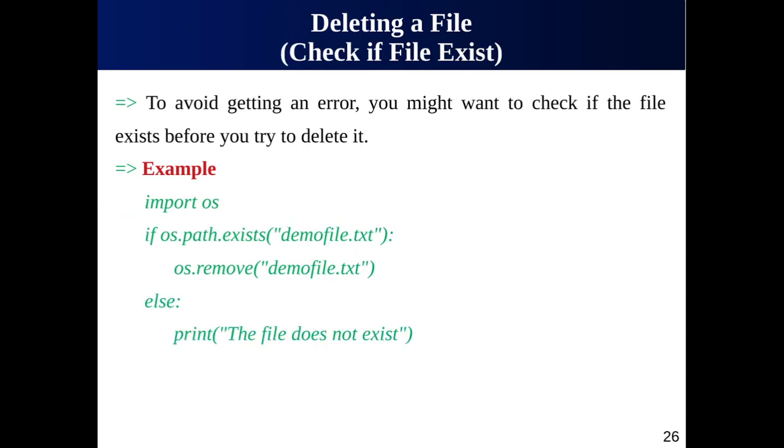Sometimes we want to delete a file, but the file does not exist. So we need to modify our code. And for that, we need to check whether the file exists. If it exists, remove it. If it does not exist, print a message: the file that you want to delete does not exist. For that, the code is like this.